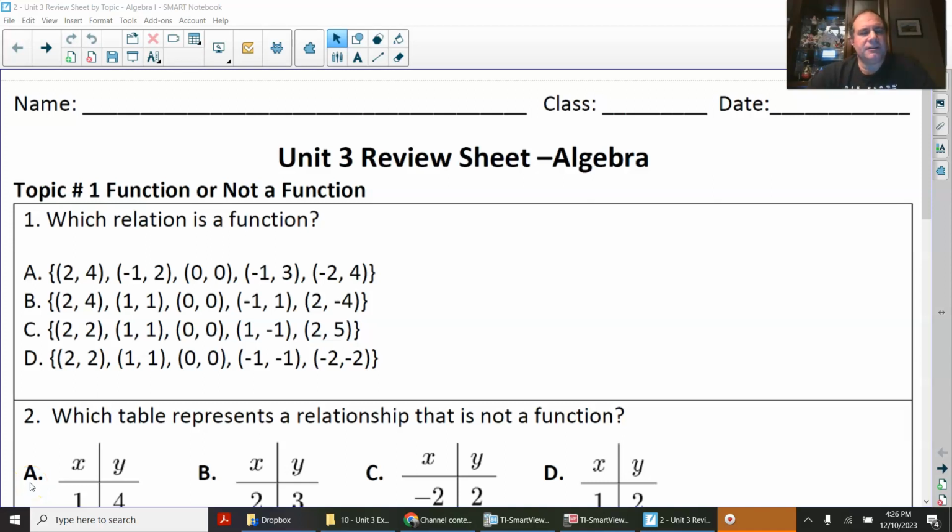Hello everyone, this is the Unit 3 review sheet by topic for Algebra 1 class, and we're going to start right now with topic number 1, function or not a function.